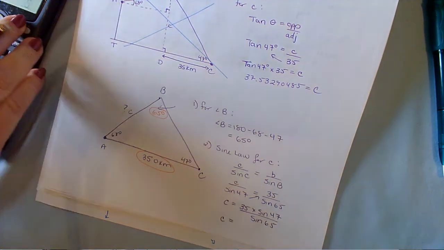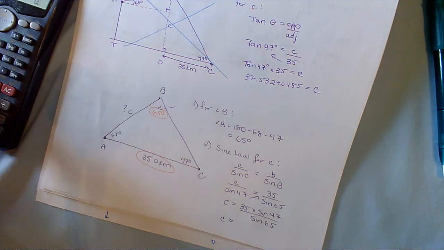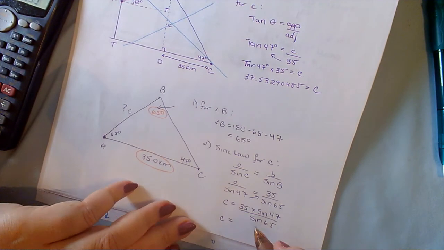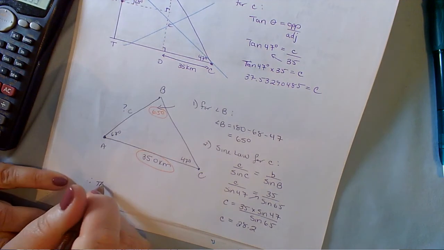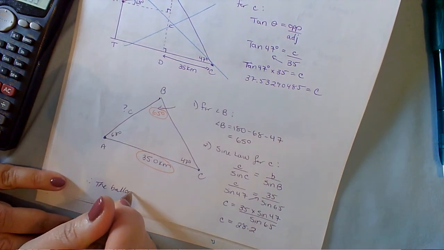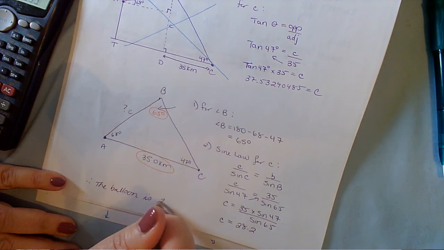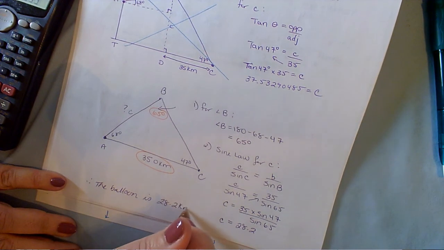And we just multiply that numerator together. What do I have? Sine 47 times 35 divided by sine 65 equals 28.2, and it didn't specify units. So 28.2. Therefore, the balloon is 28.2 kilometers from the tower.